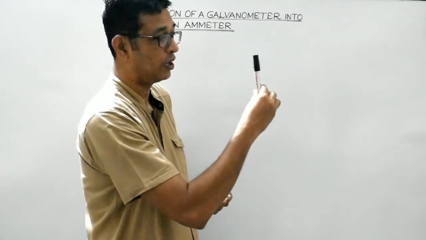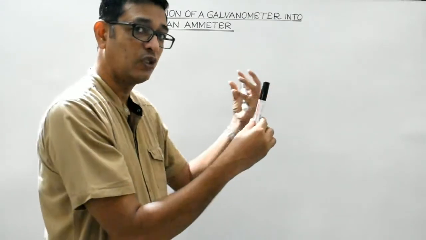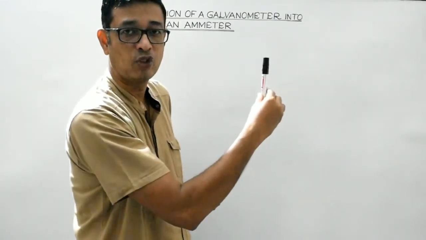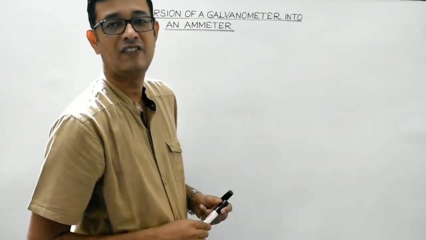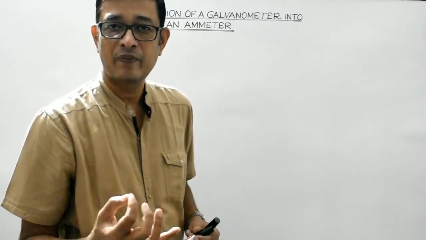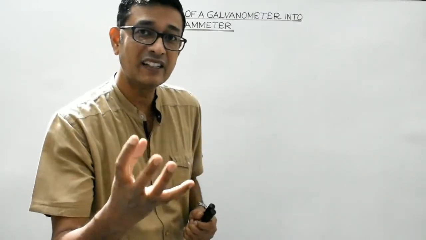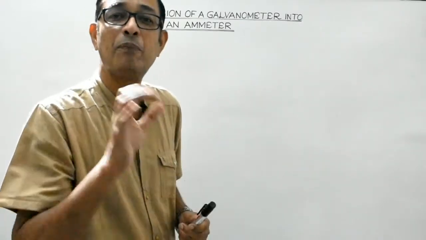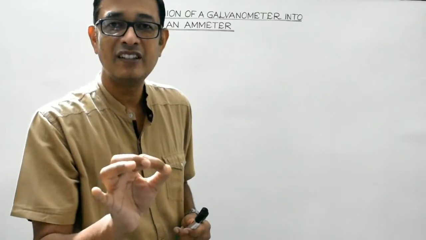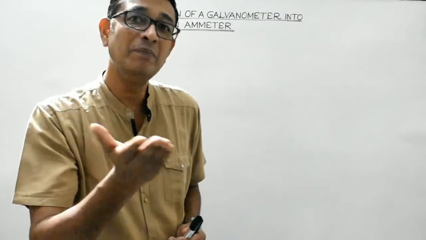First reason, students: if a large current flows through the galvanometer which is directly connected to an electric circuit, then the pointer of the galvanometer, in an attempt to go out of the scale, may eventually break. I repeat, students, even for a very small current the galvanometer shows large deflection. So if the galvanometer is directly connected in the main circuit and a large current flows through it, the pointer, in an attempt to go out of the scale, may eventually break.